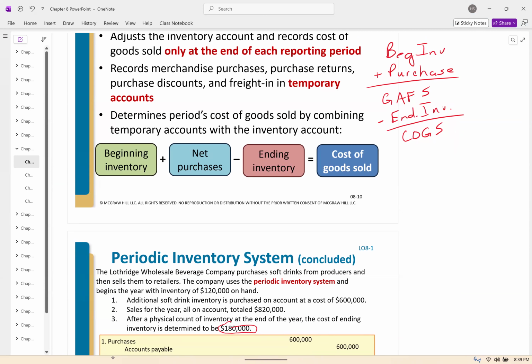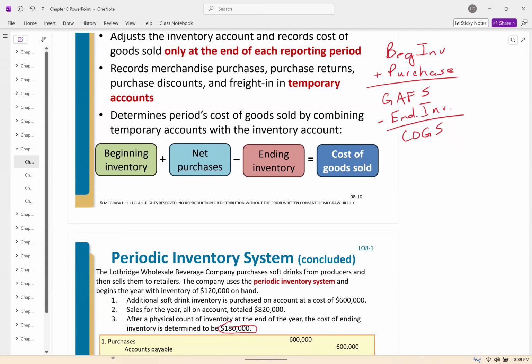So they're going to come in here and sell that $820 of stuff. They're not going to make another entry because this is periodic. This is where it gets a little complicated, and periodic is balancing it out at the end of the year. So there's going to be a lot right there.